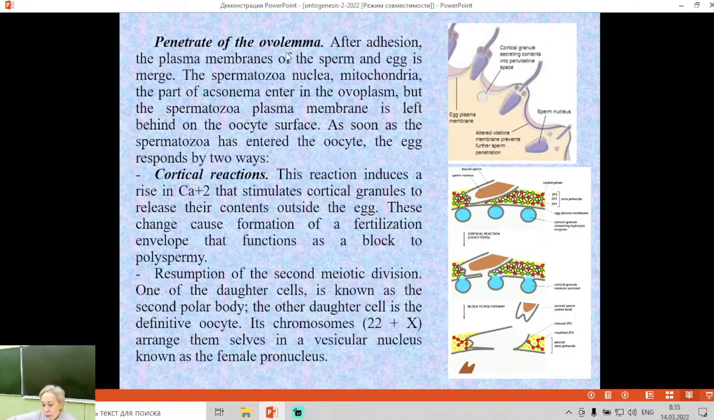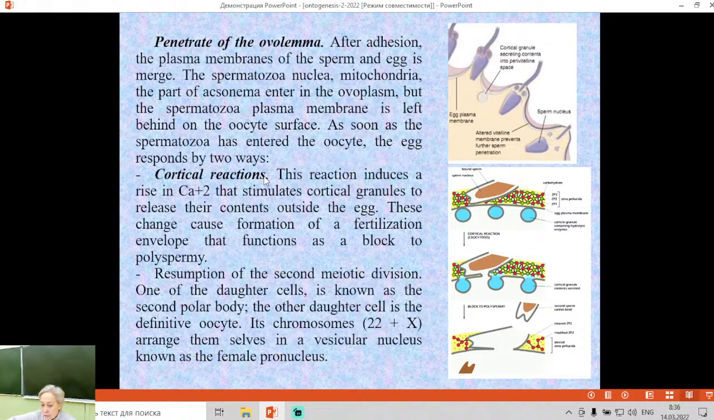And penetration of the oolemma. After fusion of the plasma membranes of the sperm and egg, the spermatozoon's nucleus, mitochondria, and the patch of the axoneme enter the ooplasm. But the spermatozoon's plasma membrane is left behind on the oocyte surface. As soon as the spermatozoon has entered the oocyte, the egg responds in two ways. Cortical reaction, the first phase, and second, resumption of the second meiotic division.